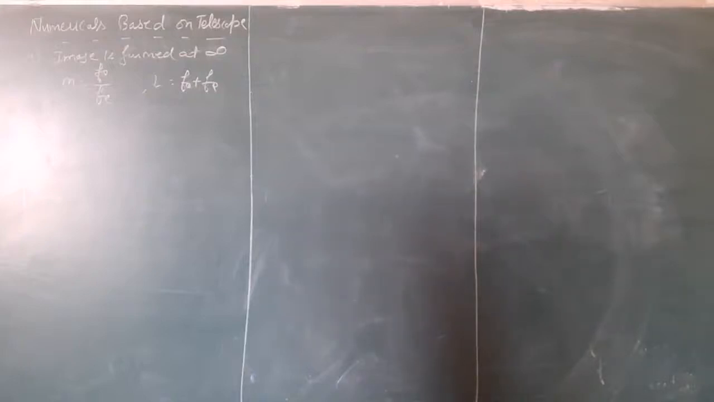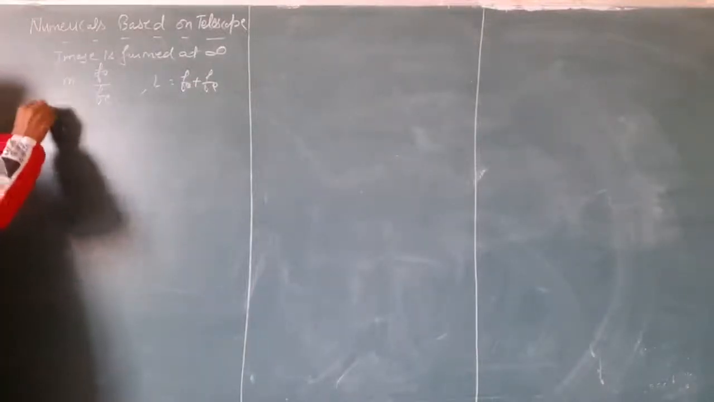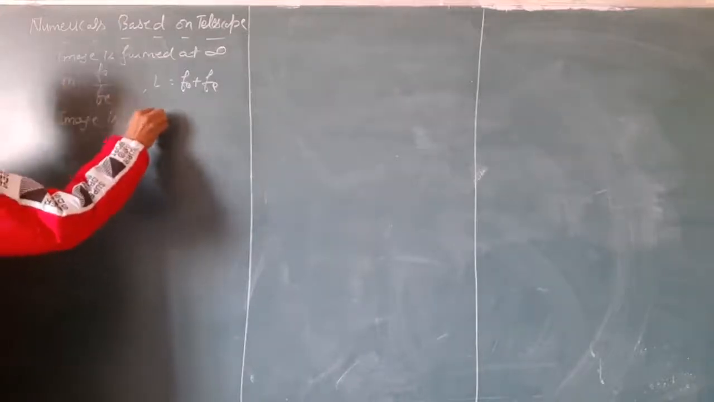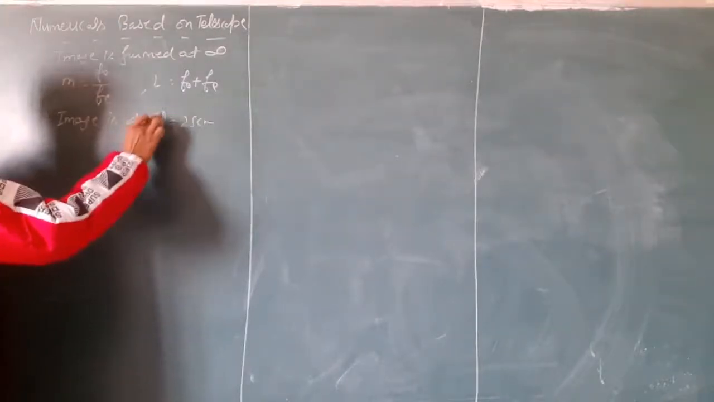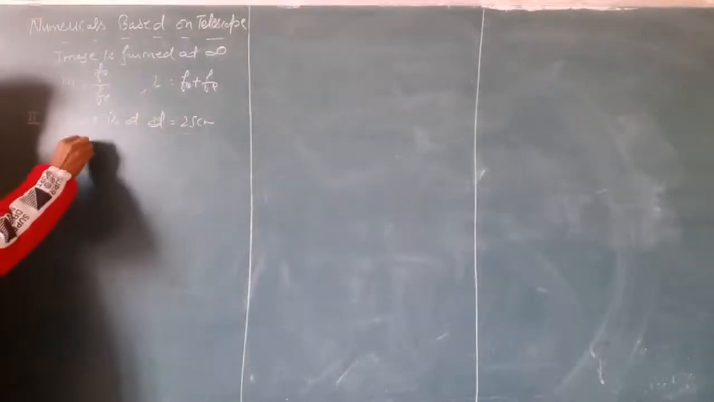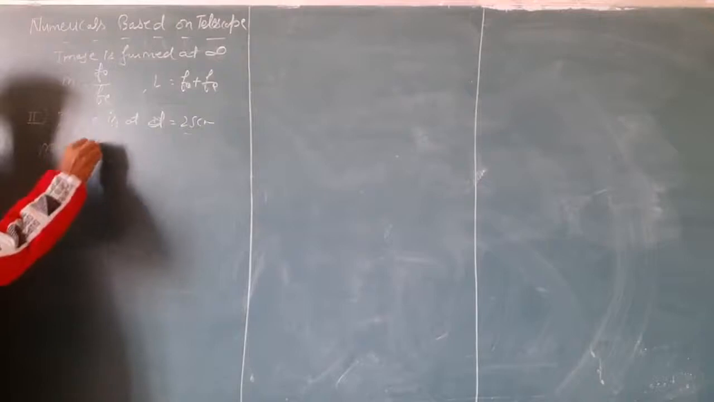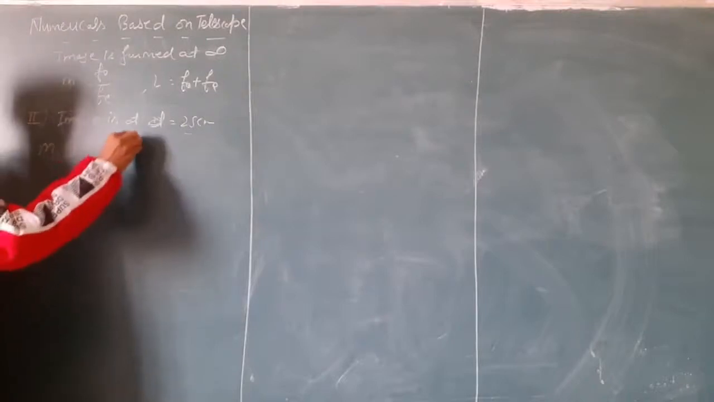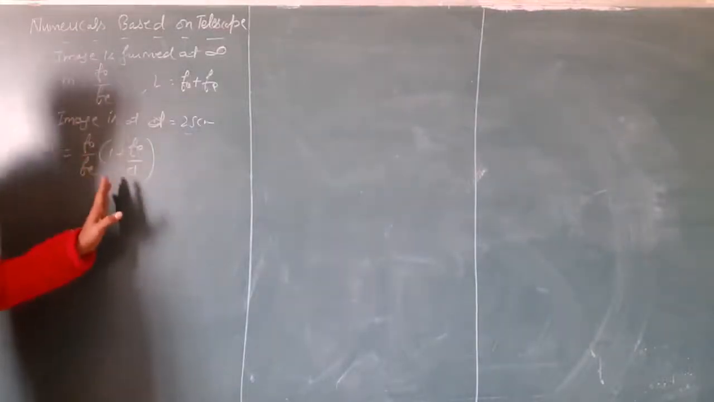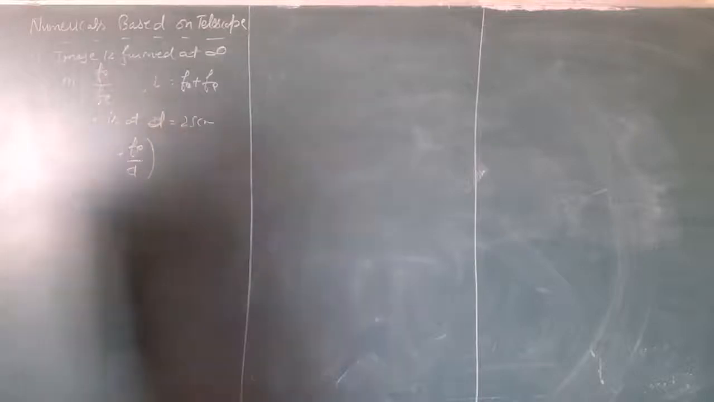Another formula, when the image is at the least distance of distinct vision, D is equal to 25 centimeter, that is the least distance of distinct vision, 25 centimeter का point होता है. So what are the formulas we are going to discuss? M equals f naught by fe into 1 plus fe by d. वही हो जाएगा कि f naught into 1 by fe plus 1 by d multiply करने पर अंदर वही आ जाएगा. So next L, इस केस में हम क्या निकाल सकते हैं?